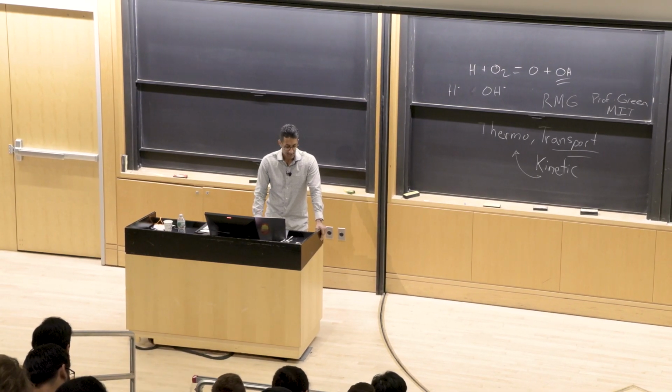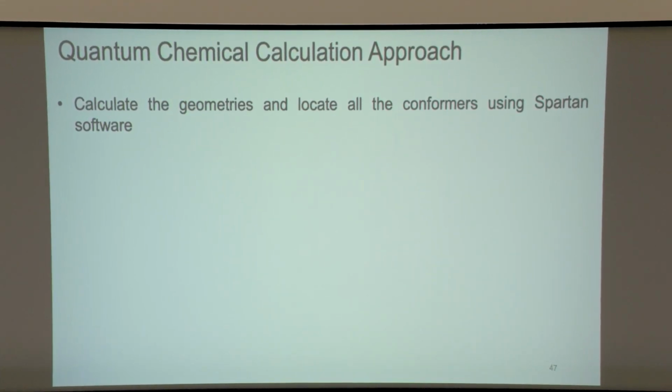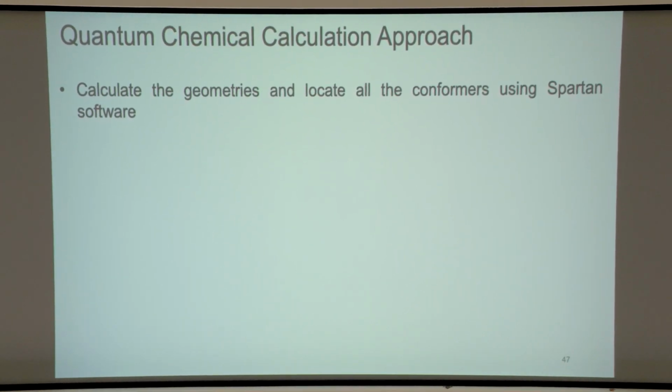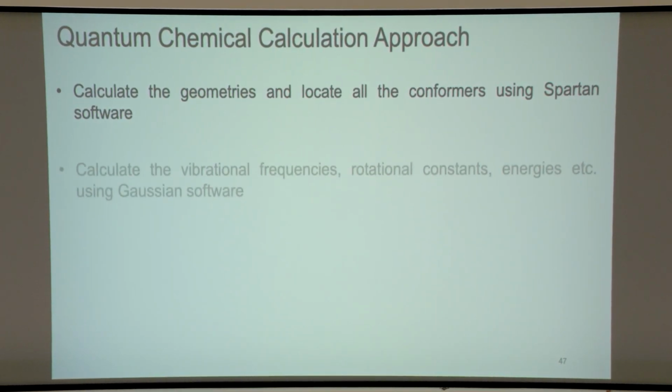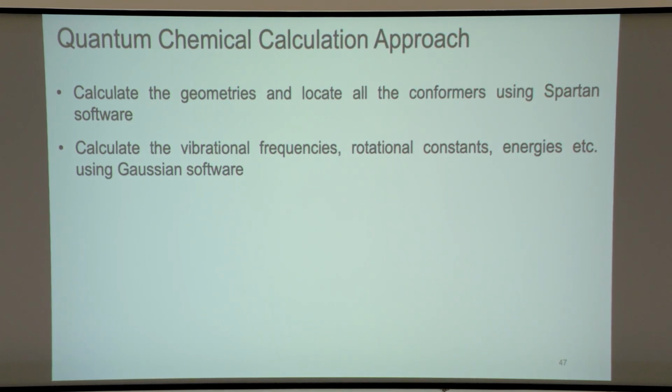This doesn't have to be done at a very high level of theory. Just calculating the geometry of a molecule is pretty straightforward. You could do it at a low level of theory. It's very fast. It's only when you calculate the energies that you have to worry about the accuracy, because that's what determines the thermodynamic properties.